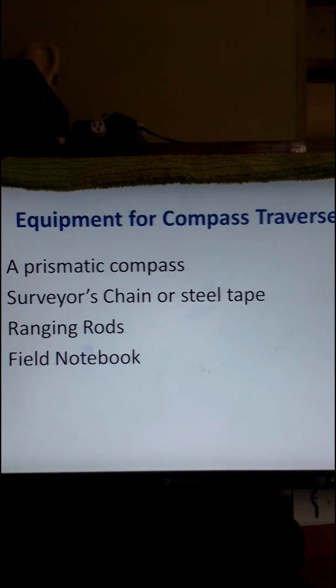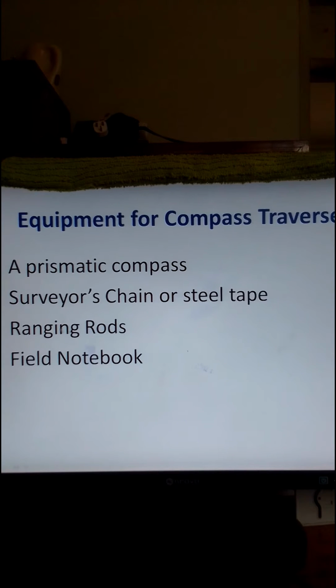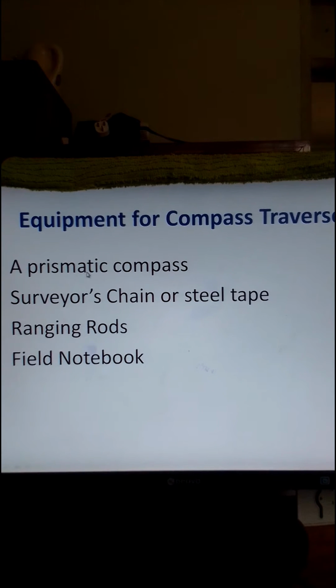Equipment for compass traverse. You need a prismatic compass which you would use to measure the bearings of the lines and measuring the bearings of offsets. Number 2, you need a surveyor's chain or a steel tape for measuring distances. You also need ranging rods and a field notebook.